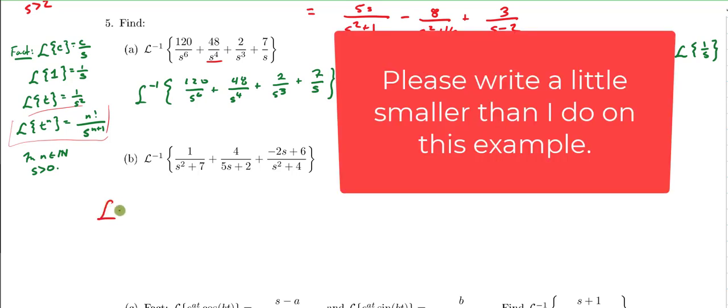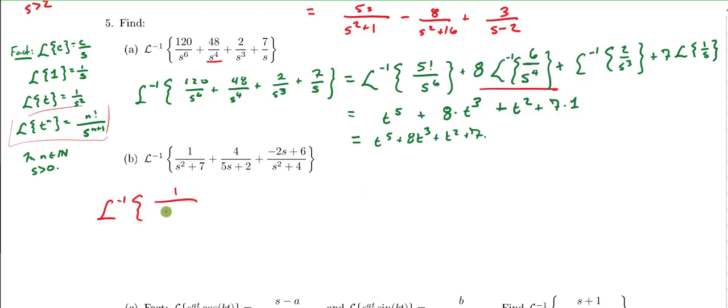In this case, we're asked to find the inverse transform of these functions here. That's an s. Let me fix that. S squared plus 7, plus 4 over 5s plus 2, plus negative 2s plus 6 all over s squared plus 4. Now, in general, while taking the Laplace transform is a messy calculation, it's always the same calculation that we're doing. It's pretty rote. When you're trying to find the inverse transform, you're often trying to be creative, to think about the rules that you know, and to write this in terms of the rules that you know.